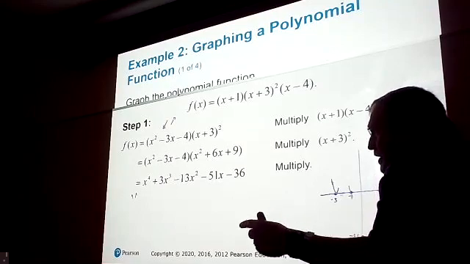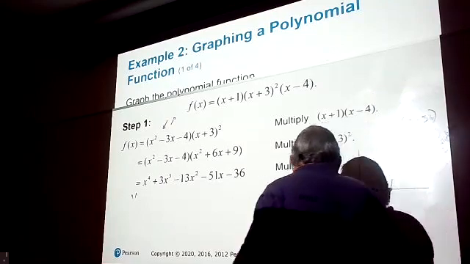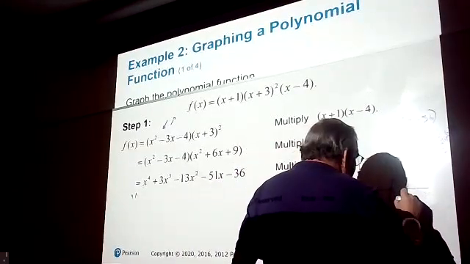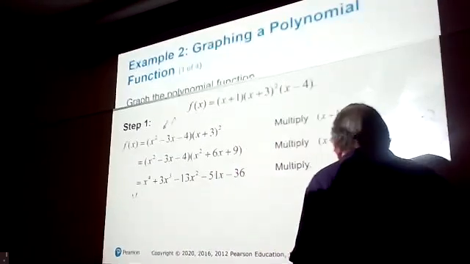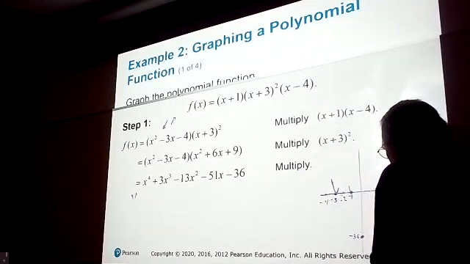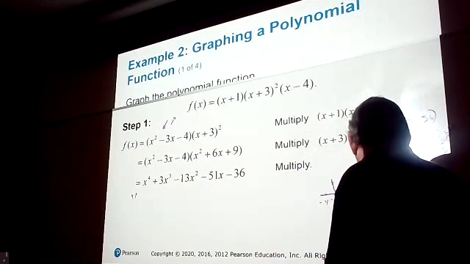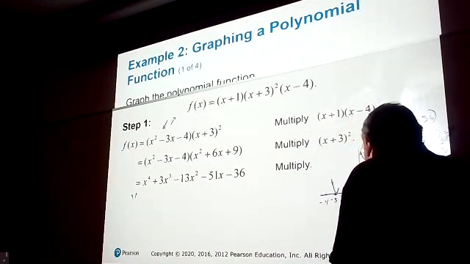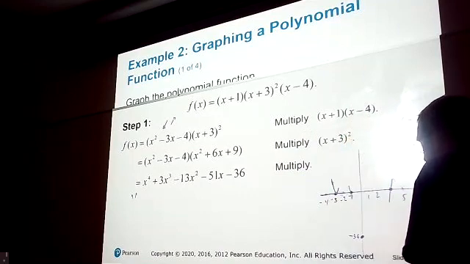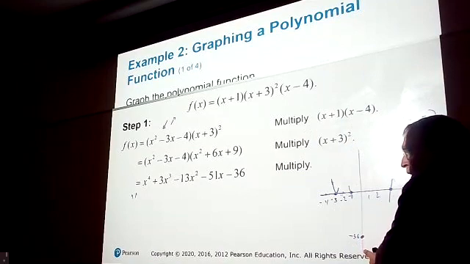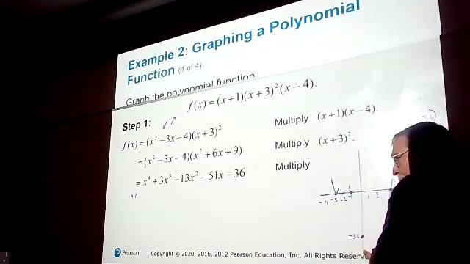Now we have to find other points, okay? I can come down here to -4. I can come up here to +5. I want to find out what happens at -2. I also want to find out what happens at 2 and possibly 1. Where is my local minimum going to be, down here?